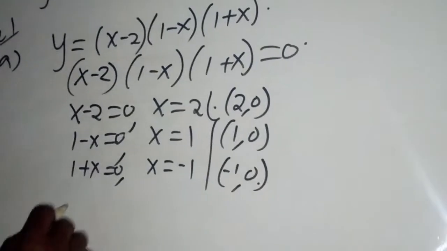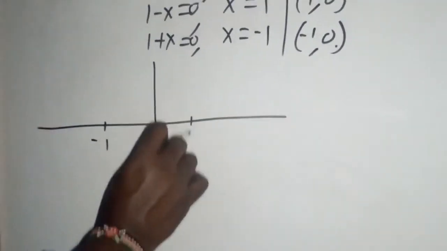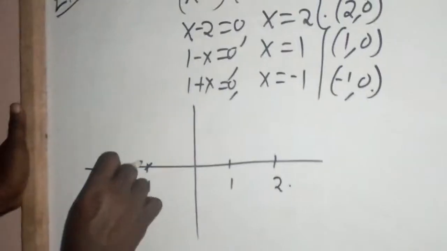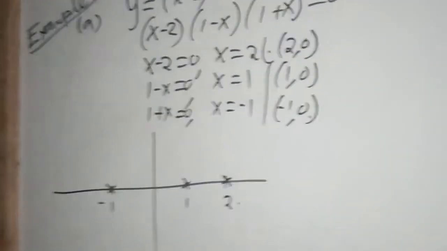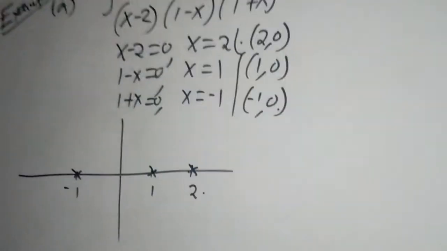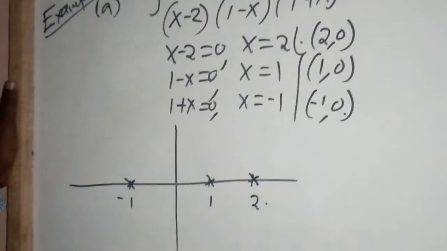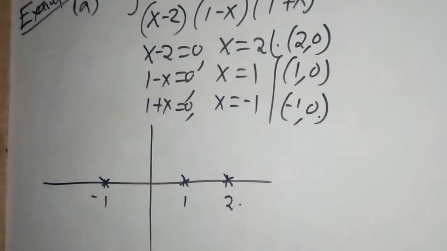So we can easily sketch this graph, and we have negative 1, positive 1, and positive 2. These 3 points are some of the points through which the graph passes. But sketching is about the shape. So we need to understand what is the shape of this particular function graph.